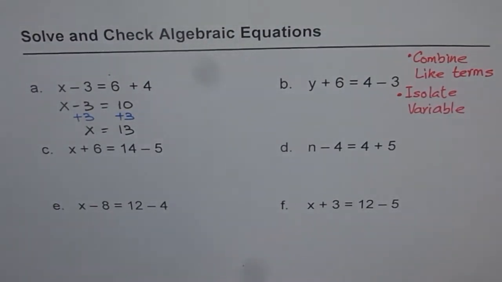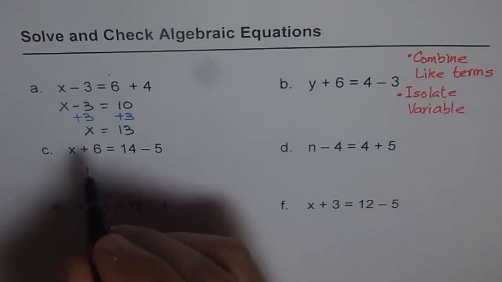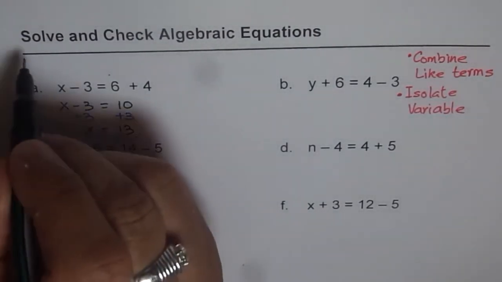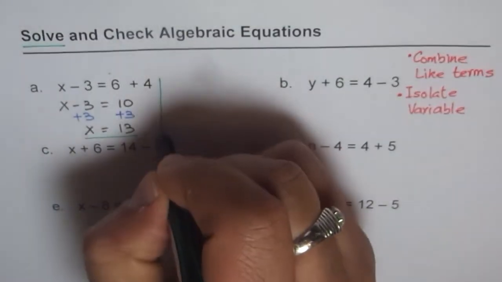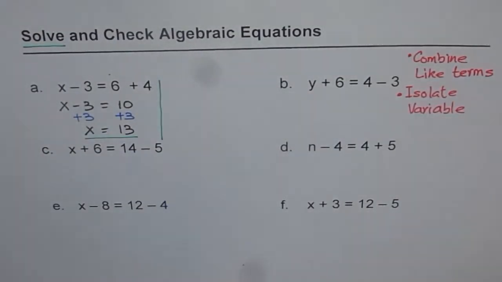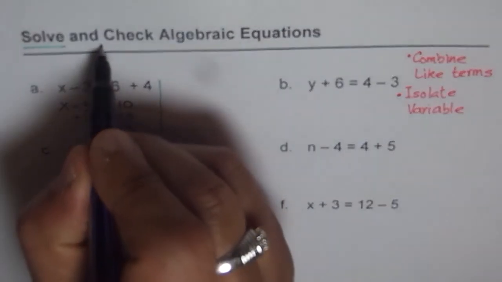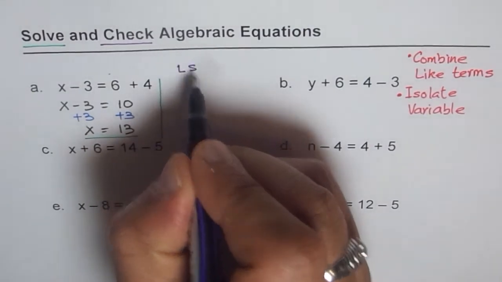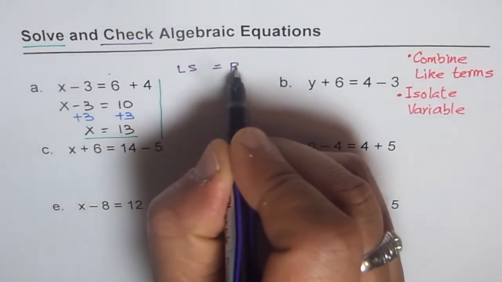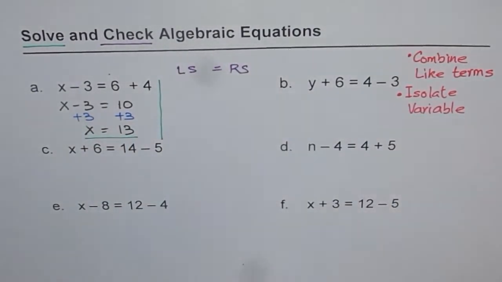So that is how you solve, right? So we have done the first part, right? That is, we have solved. First part is to solve. Now the next part for us is to check. Now how do we check it? Now to check your answer, let's do check. Check means what? Check means we have to ensure that left side is equals to right side. That is what we mean by check.